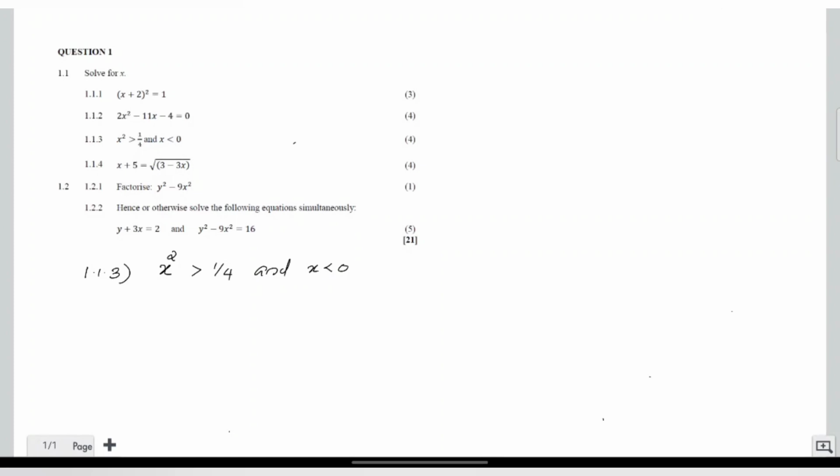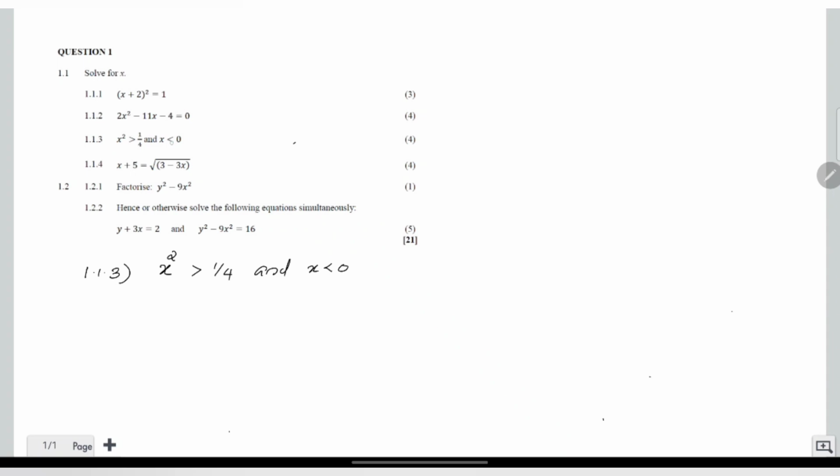Alright, now we move to question number 1.1.3. What is that question? It is about inequality. Here, this one is a special case, not that much difficult, but it's a special case. What you see here, x squared greater than 1 over 4 and x less than 0. What does that mean? You have to find all the x values in such a way that when you square that x value, it should be bigger than 1 over 4 or 0,25.